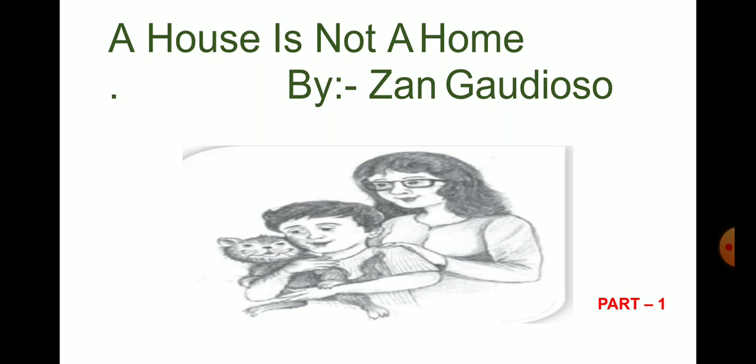But a home is a place where a family is living with all the emotions and sharing all their problems plus their sorrows, their joys, happiness, everything is shared and they used to share with each other. So such type of place is called home according to Zan Gyadioso.